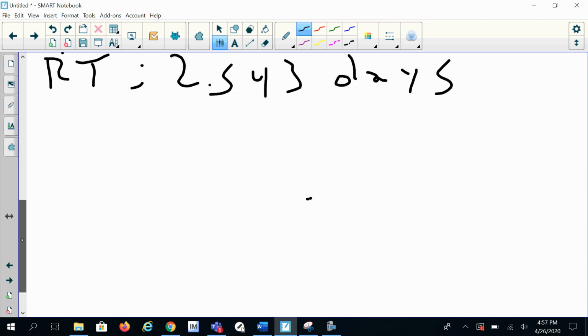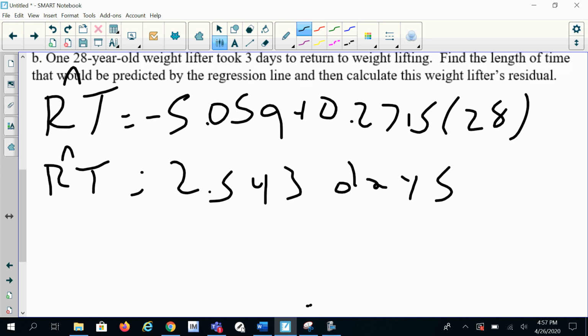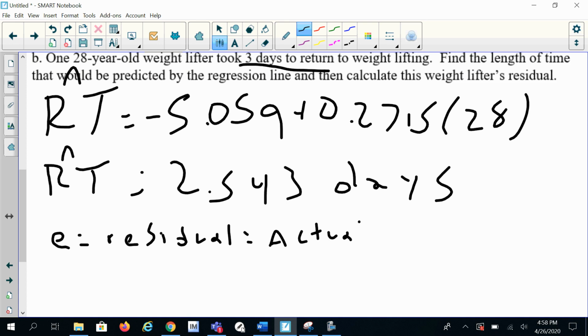The residual is how far the prediction actually was from the actual value. So this person took 3 days. The model said it should take them 2.5 days. So the residual is how far off. So residual, which a lot of times is denoted as E for error, but if you just write residual is fine. Residual is equal to the actual minus the predicted.